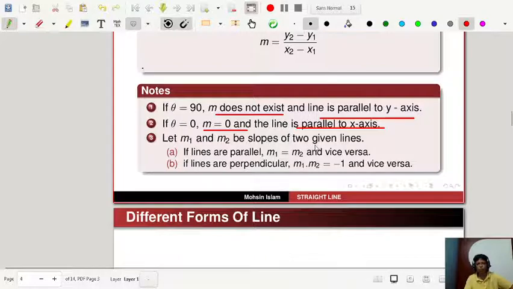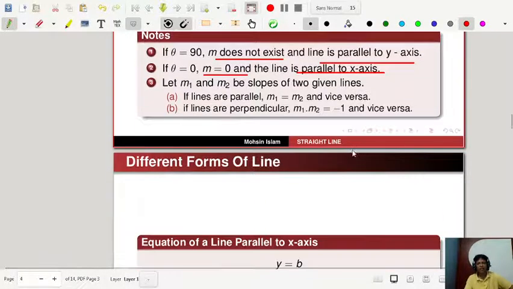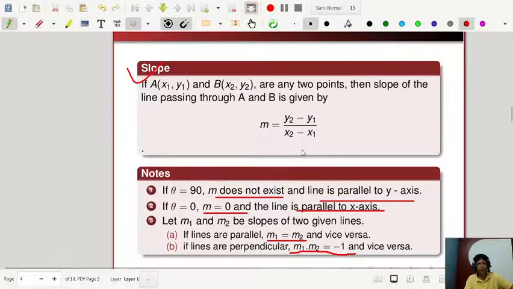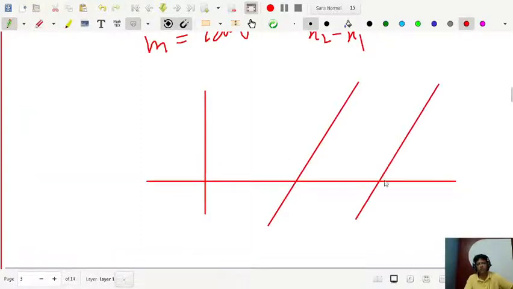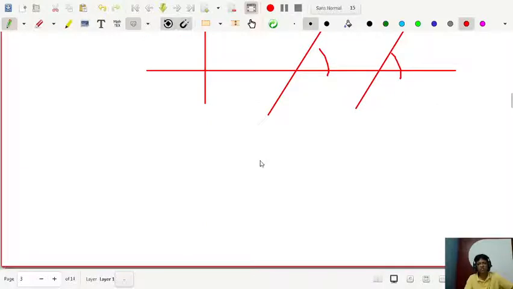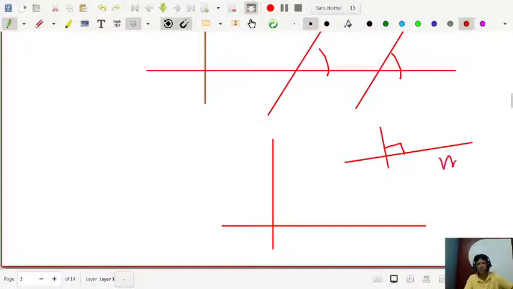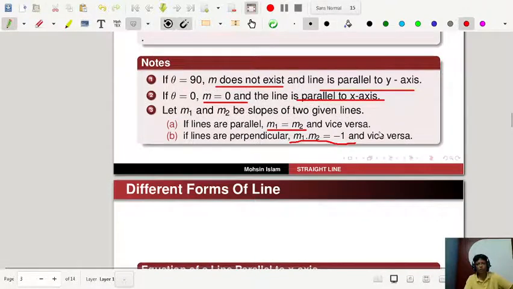Let m1 and m2 be the slopes of two given lines. If the lines are parallel, m1 = m2, and vice versa. If lines are perpendicular, m1 times m2 = -1. If the lines are parallel like this, then their angles are the same. If two lines are perpendicular, like this at 90 degrees, then m1 m2 = -1. This is the criterion for parallel and perpendicular lines.